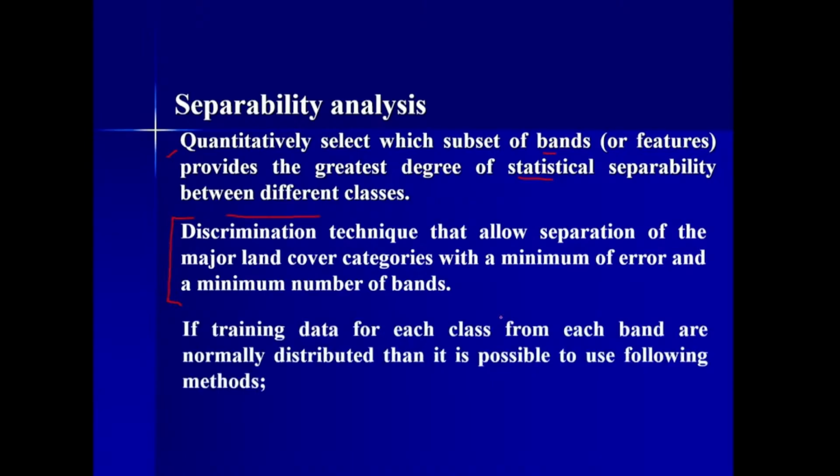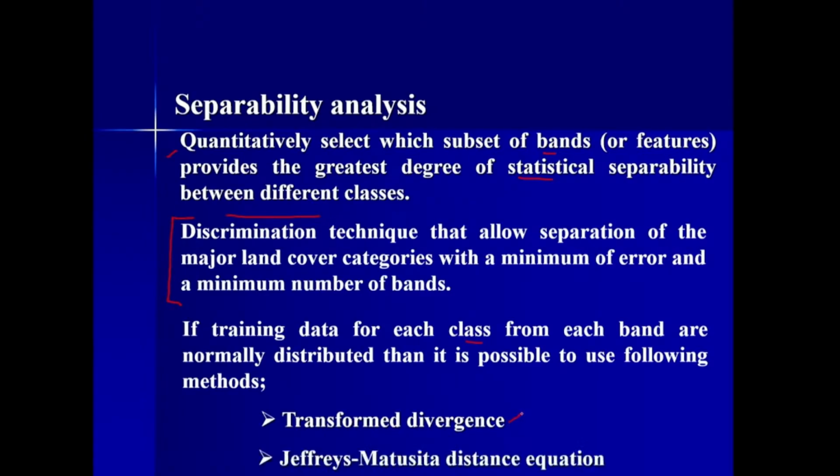So if we have training data of each class from each band, and in each band the data is normally distributed, then we can apply the following methods of separability analysis. The first is transformed divergence, and the second is Jeffreys-Matusita distance, and there are two more. One is the graphical method, and the fourth one is the Euclidean distance method, which can be used for separability analysis.